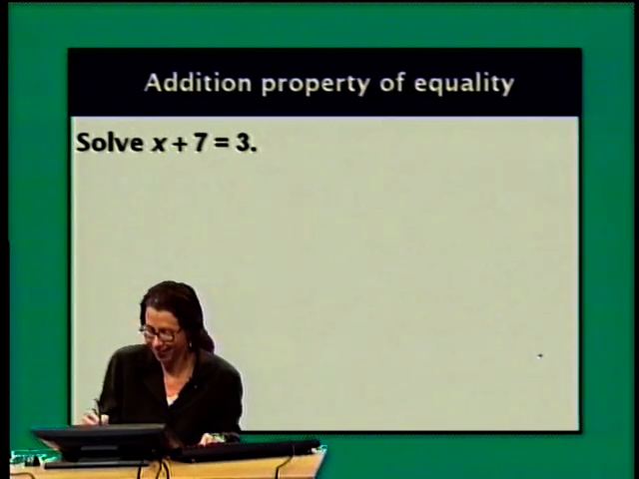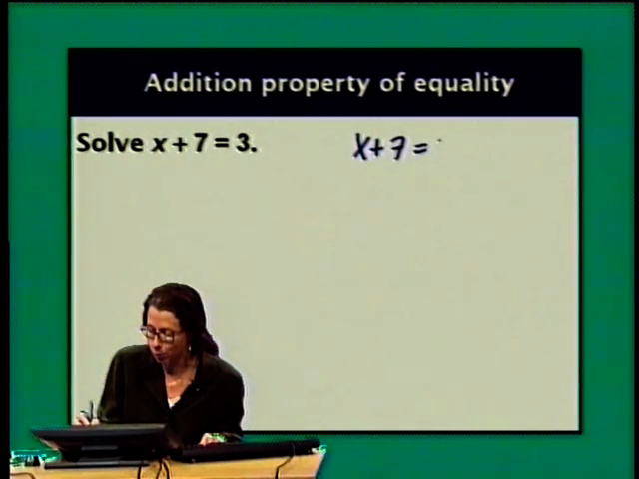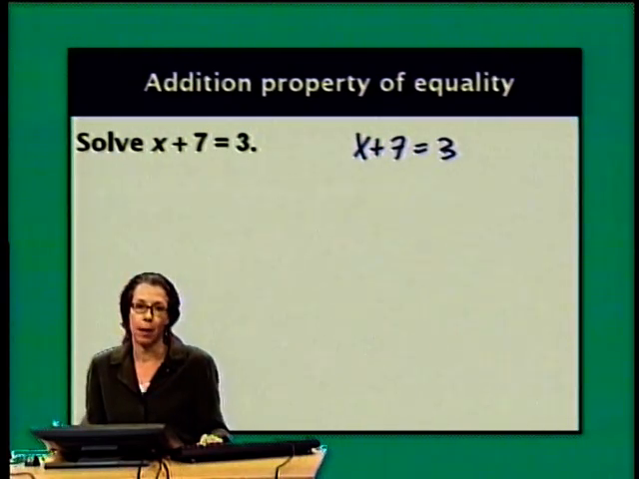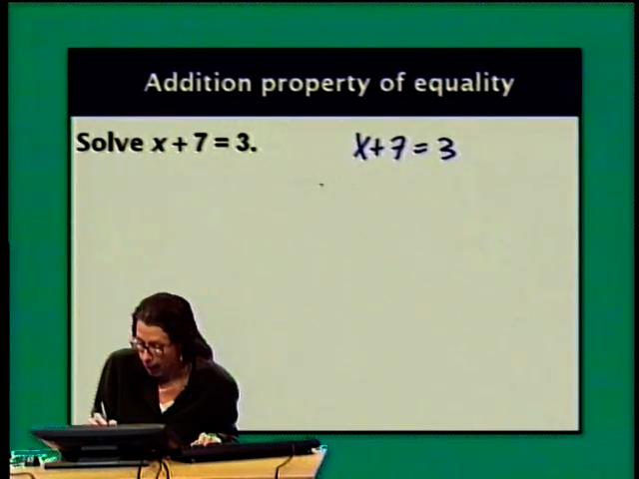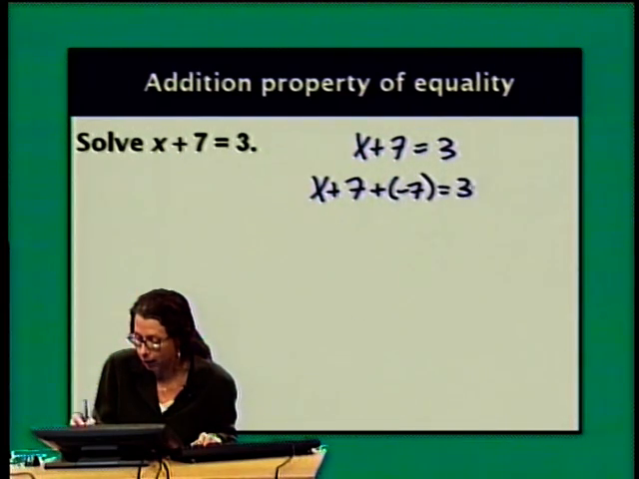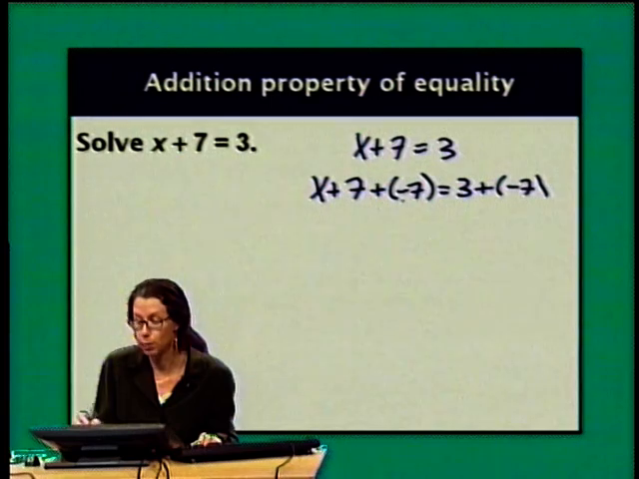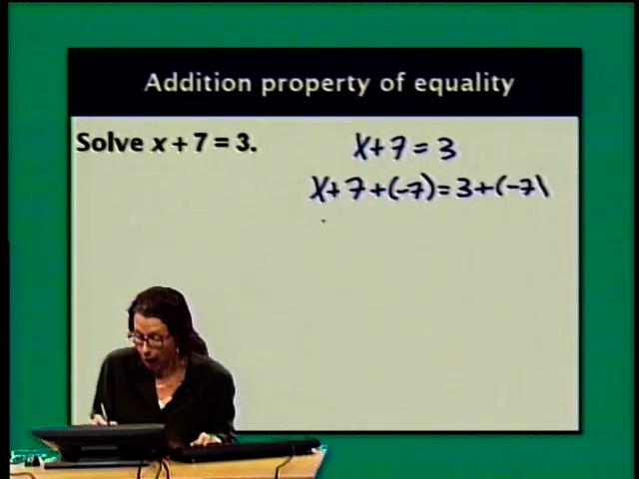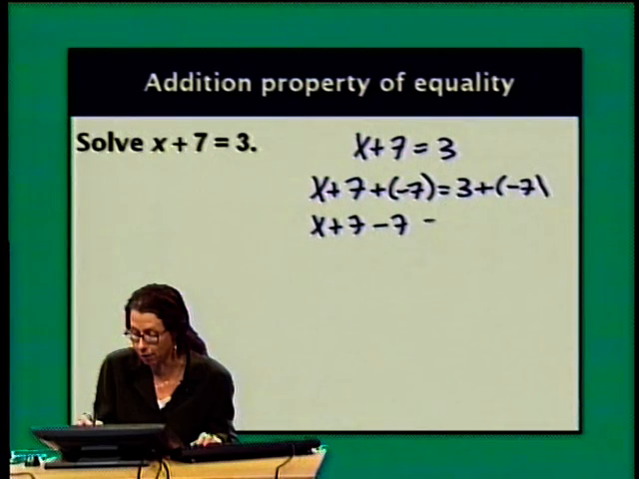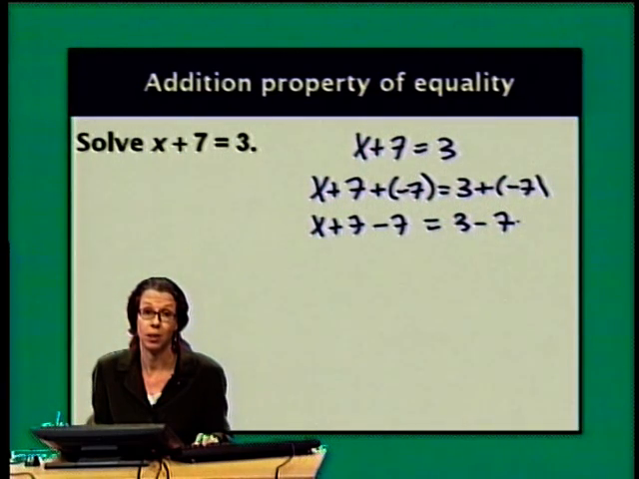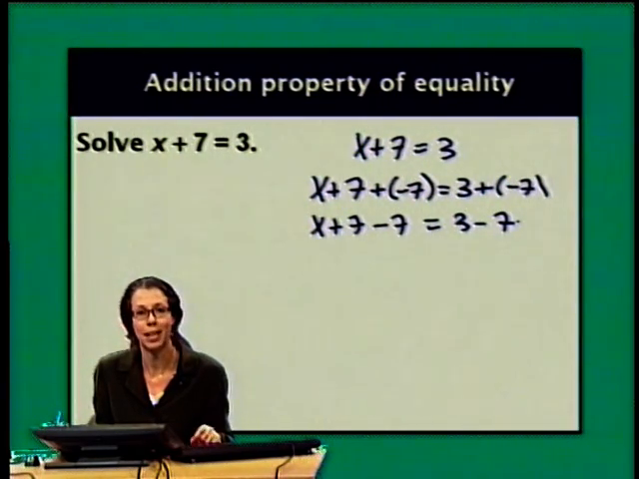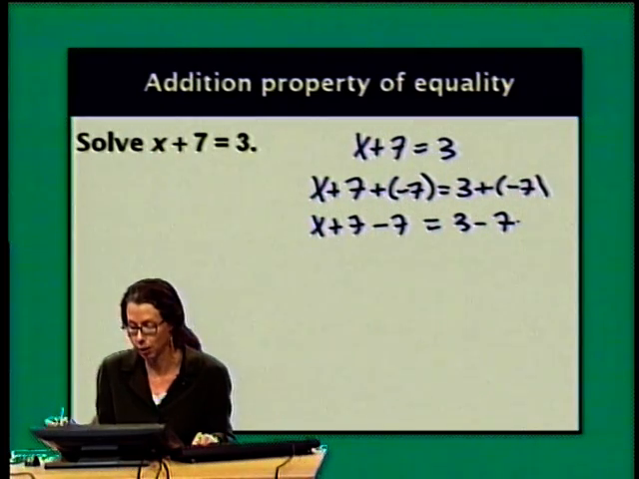Let's try it again. X plus 7 equals 3. Now in this example, I have my unknown x and I'm adding 7 to get 3. So to undo that, I would like to subtract 7. And we know that subtracting 7 is the same thing as adding the opposite. Now typically I wouldn't write this second line. I would just write x plus 7 minus 7 equals 3 minus 7. But I just wanted to point out that I'm indeed using the addition property of equality when I subtract the same number from both sides of the equation.